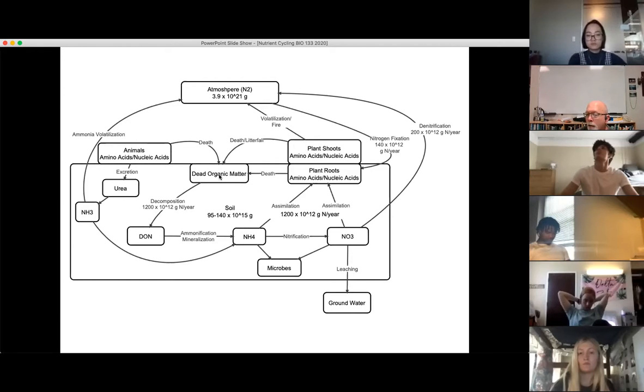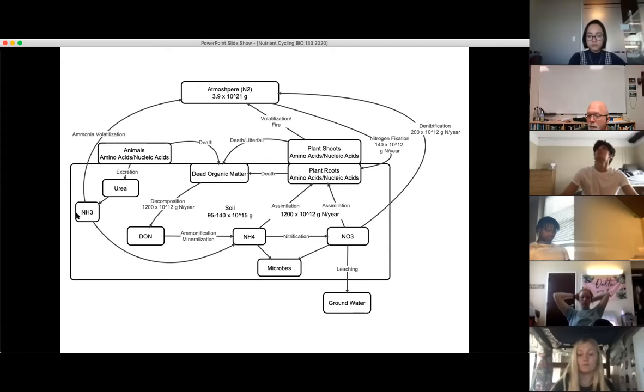We have dead organic matter that is coming from the death and dying bodies of these animals. That dead organic matter through decomposition gets converted into dissolved organic nitrogen. Then that dissolved organic nitrogen gets converted to ammonium. And that then through nitrification gets converted into nitrate. Nitrate and ammonium and all these things that are capable of being attracted to water, because water is a polar molecule, then have a possibility of being leached.